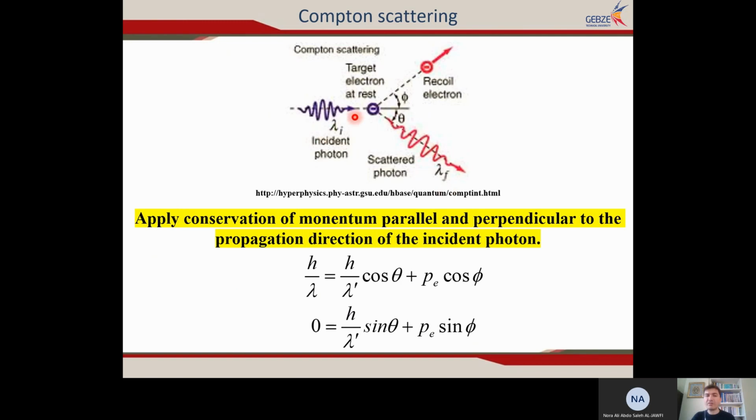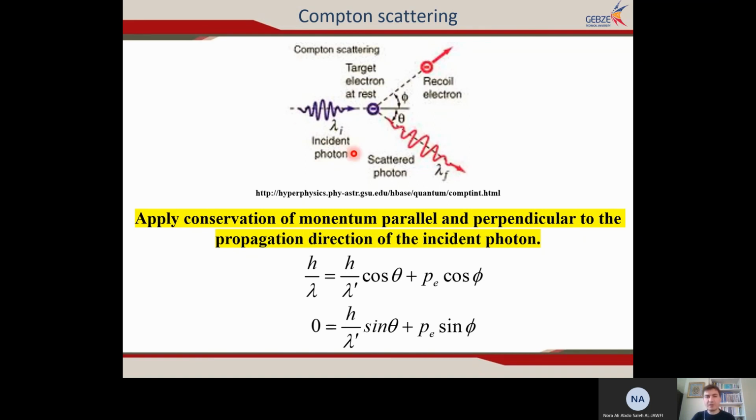So this has the initial wavelength and initial energy. Now we have the final wavelength and final energy. So some part of the energy is transferred to the recoiled electron. So this is Compton scattering. But in the case of elastic scattering, the energy of the incident photon and the energy of the scattered photon are the same. In Compton scattering, we have a different wavelength and energy of the scattered photon.